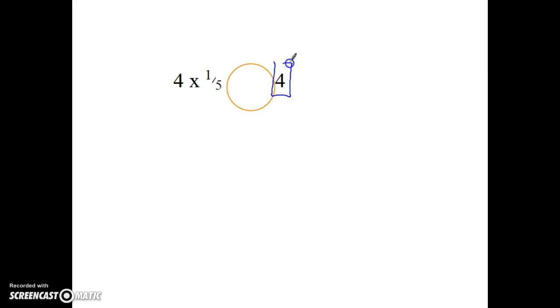And last one, I've got a 4 that's on both sides, so I can have 1/5 of this box, or I can have that whole box.